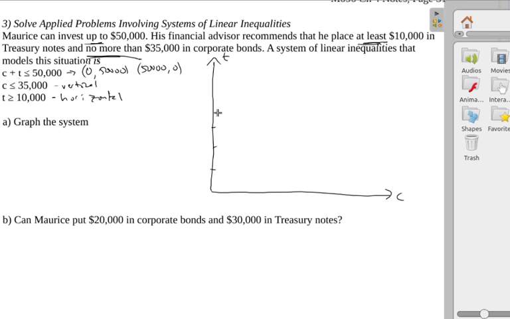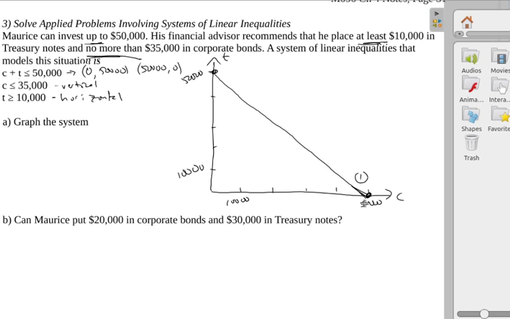1, 2, 3, 4, 5. So this is 50,000. But of course, this would then have to be 10,000. 1, 2, 3, 4, 5. That's 50,000. And this is 10,000. Okay, so my first inequality, like I said, I have the points 0, 50,000 and 50,000, 0. It is a solid line because this is a non-strict inequality. And I'll just kind of freehand this in there. That kind of worked. A little bit off, but it's pretty close.